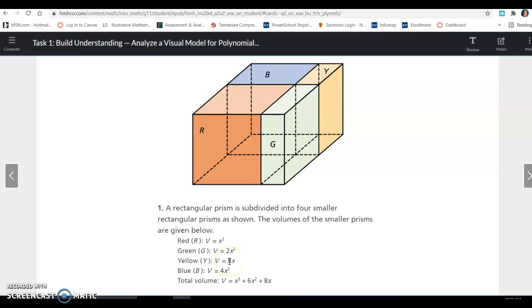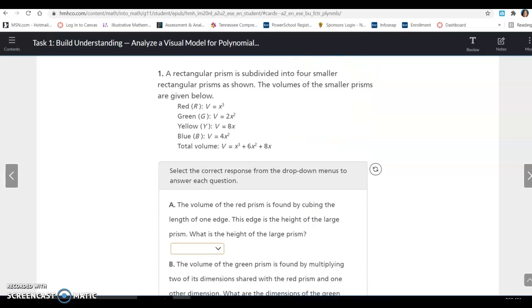And volume is always length times width times height for a rectangular prism. And then we've got blue. For blue, this box and the red share a side, so we know this side is x because it was on the red side. And we know the height is also x, so that's where the x squared comes from. And that means this also has to be 4, which we already determined from the yellow one over there. So that's how they got these dimensions here. And if you multiply length times width times height, the total volume is shown here.